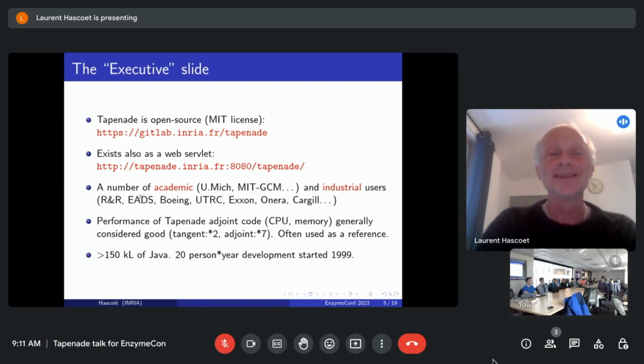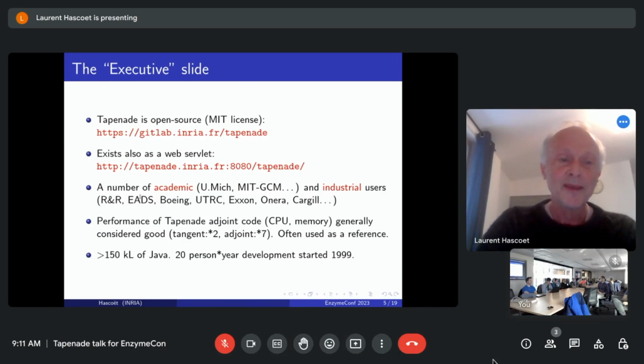Oh yeah, this slide, I can't avoid it, but I must be quick. So it's the place where I boast. So Tapenade is open source. It has an MIT license. You can also use it from a web server. There are a number of academic users. There are a number of industrial users. Some of them did pay a license in the past when it was not open source.